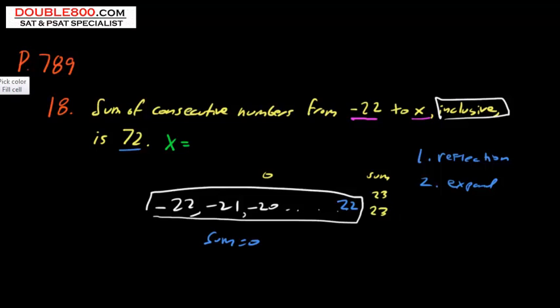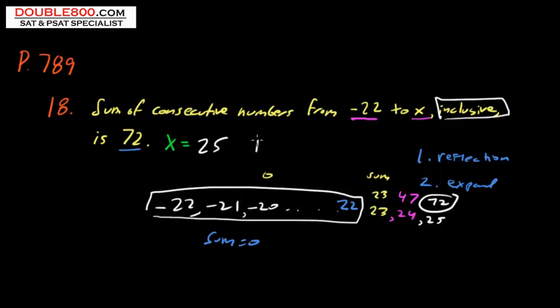Next number, 24. What's the sum now? It's 23 plus 24, 47. Next number, 25. 25 and 47, 72. That's the sum we want. What number is x? X is 25.